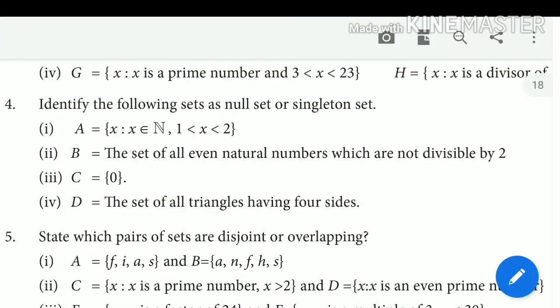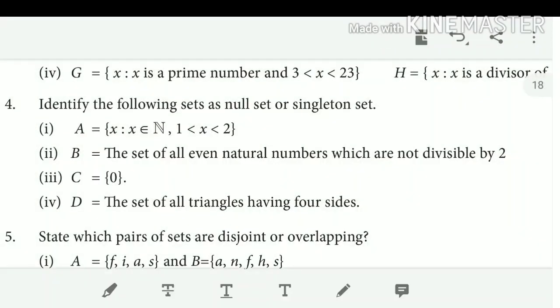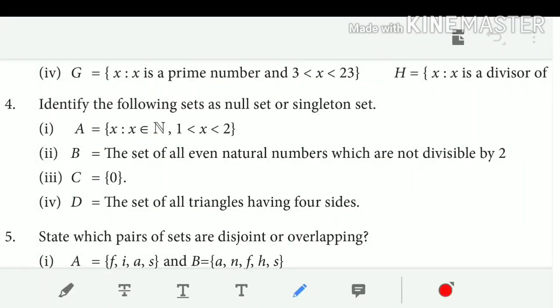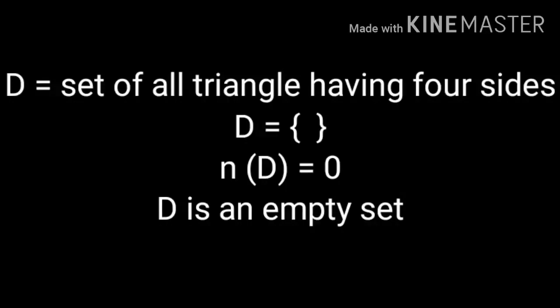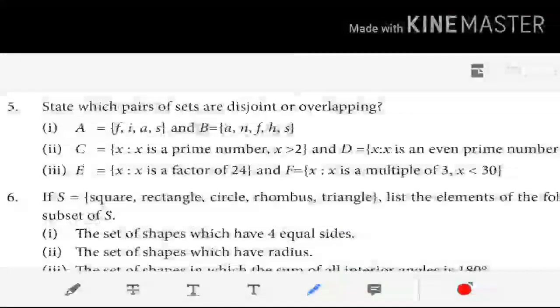Next we will do the fourth sum. Identify the sets as null set or singleton set. In this we will do the fourth sum. D is equal to the set of all triangles having 4 sides. Since D is a set of all triangles having 4 sides, and a triangle has only 3 sides, D is equal to the null set. So n of D is equal to 0, therefore D is an empty set.